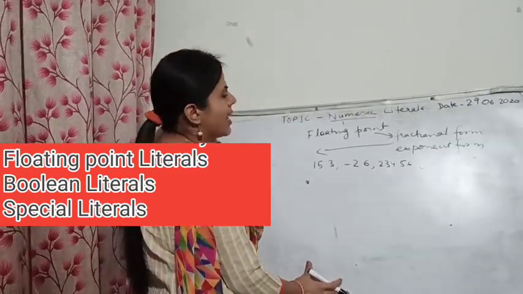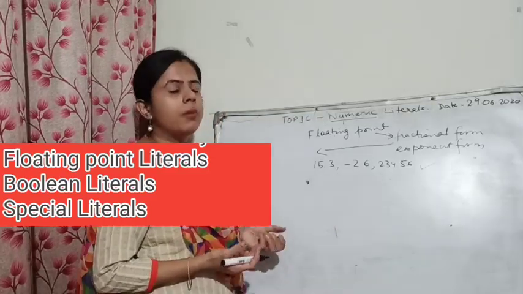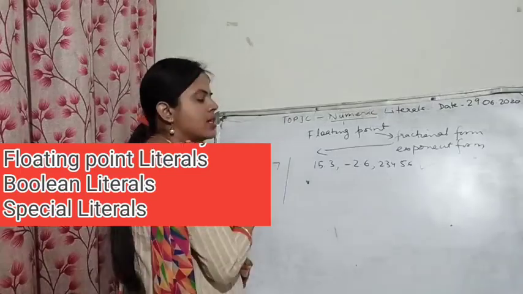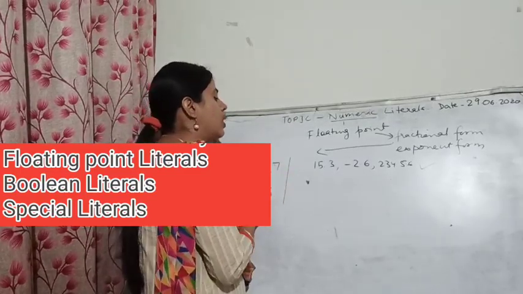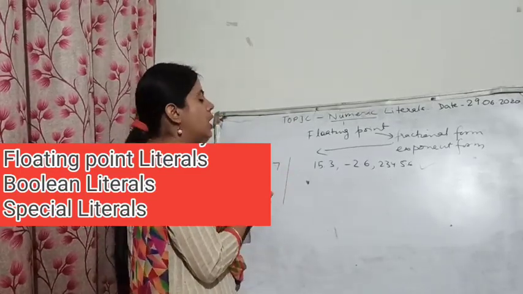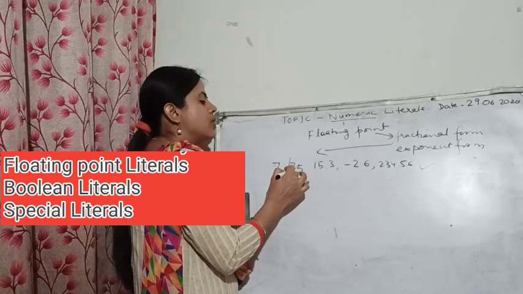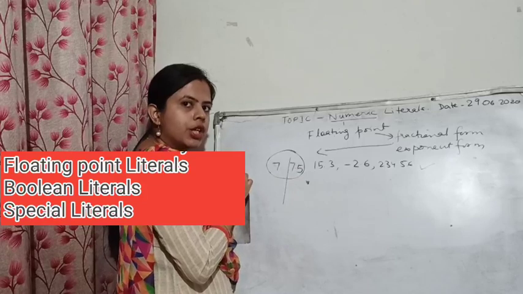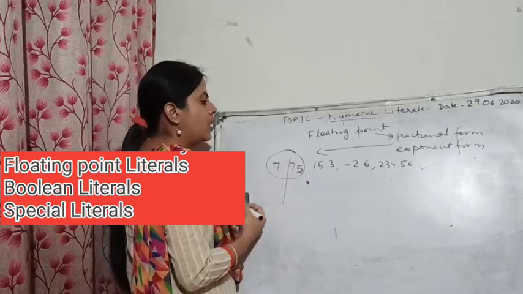Now it is called floating point because it makes the difference quite easy. If a number 7 is written, it is an integer literal, and if the number 7.5 is written, it is a floating point numerical literal. This is how we can differentiate between the different types of numerical literals.